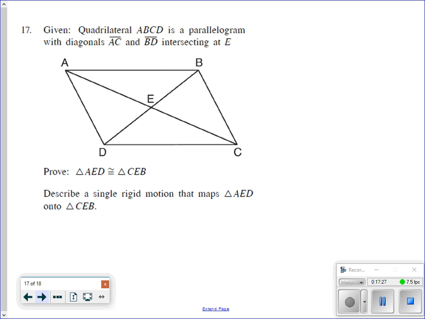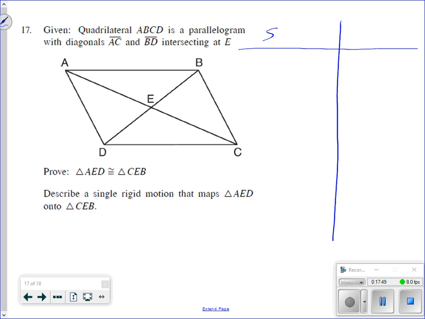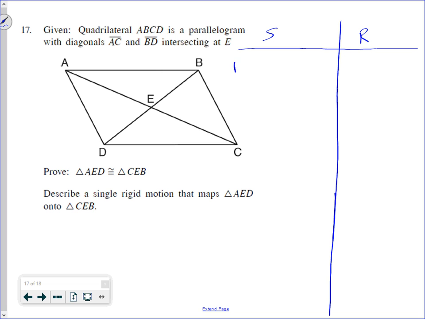All right, the first proof. This is probably one of the easier versions of this proof. So they're telling you it's a parallelogram, and they want you to get diagonals, they want you to get triangle AED is congruent to triangle CEB. So if we make our chart over here on the side, the only thing that they give us in the beginning is that ABCD is a parallelogram.